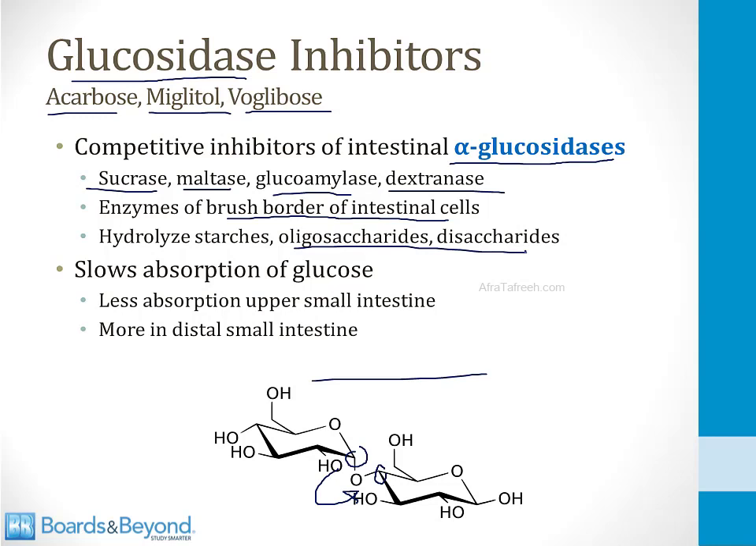The result of this inhibition will be a slowing in the absorption of glucose. As you know, you can't absorb glucose when it is bound to other molecules. It must be broken off into a glucose molecule. As a result, patients taking glucosidase inhibitors have less absorption of glucose in their upper small intestine. They get more absorption distally in the distal small intestine.